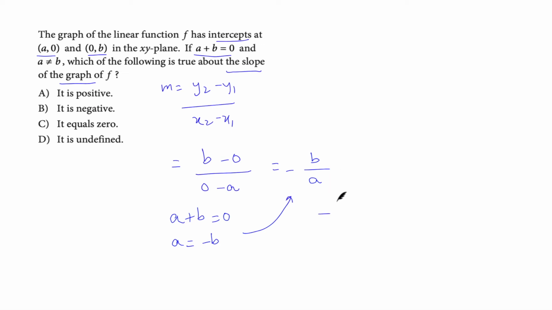It will become like this, minus b over, what is a? Minus b, which is 1. So the slope of this line is 1. It is positive. You see, that's how you manipulate. I didn't do anything difficult or anything that you can't do. Pause the video and absorb this for a while before I move on to the next question.